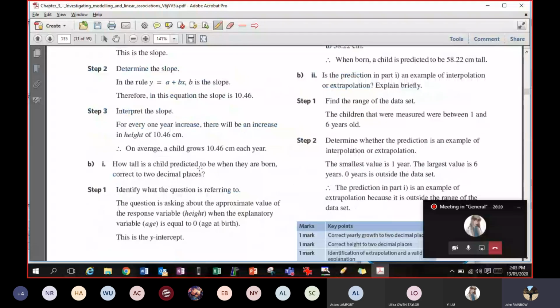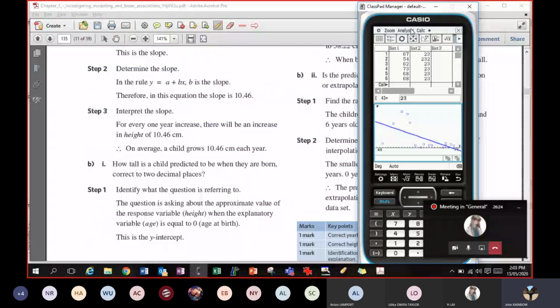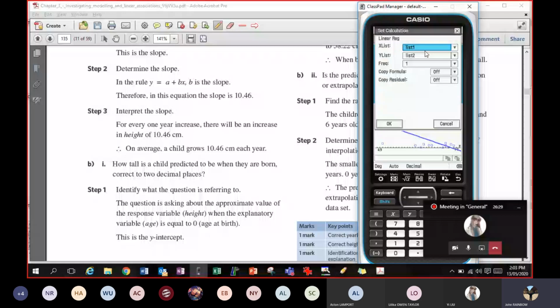You can go calc. As I said, what I tend to do is go calc, regression, lin reg, and notice this copy formula. You can copy this across to Y1 if you like. Hit OK to that. That will actually copy it to Y1. You can do OK to this. Now I can predict off here.